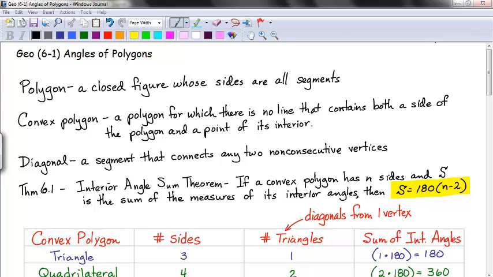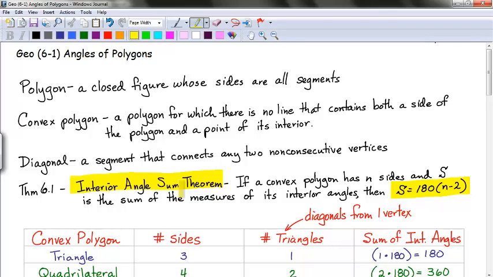Okay, then we're going to look at the interior angles and the exterior angles of convex polygons. First, the author goes through Theorem 6.1. It's the interior angle sum theorem. It says if a convex polygon has n sides and S is the sum of the measures of the interior angles, then S equals 180 times the quantity n minus 2, where n is the number of sides and S is the sum.